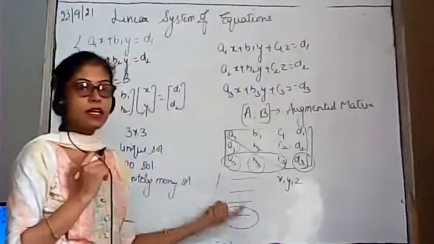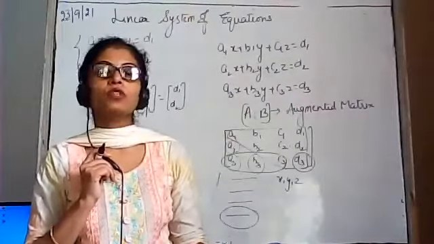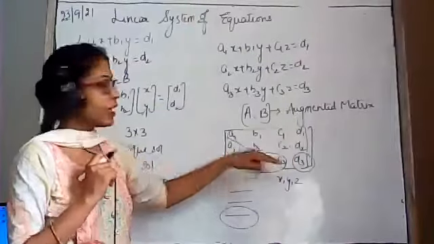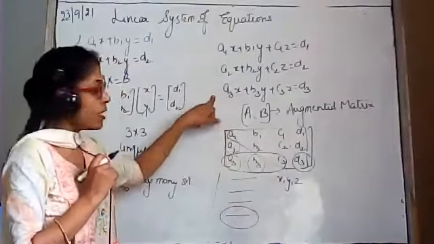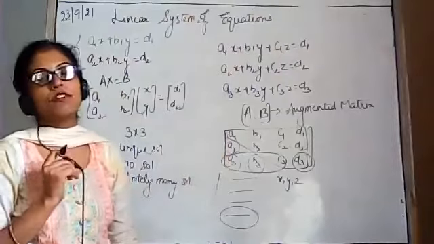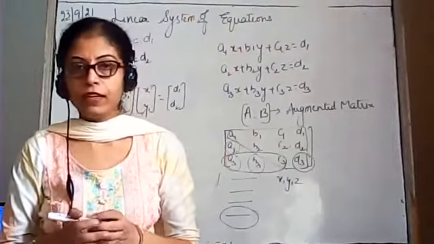ठीक है? अगर हमारे पास बेटा rows number of unknowns से कम हो जाती हैं, पूरी की पूरी रो ही डिलीट हो गई है यहाँ से, लेकिन we are having 3 unknowns, but we are having only 2 non-zero rows. In that case, we will be having infinitely many solutions. Fine.